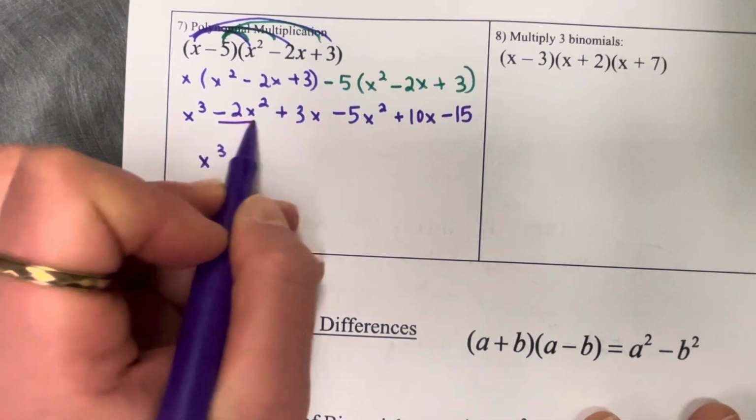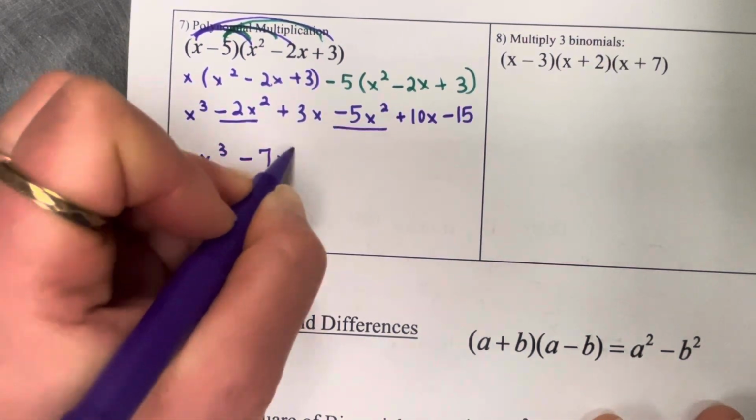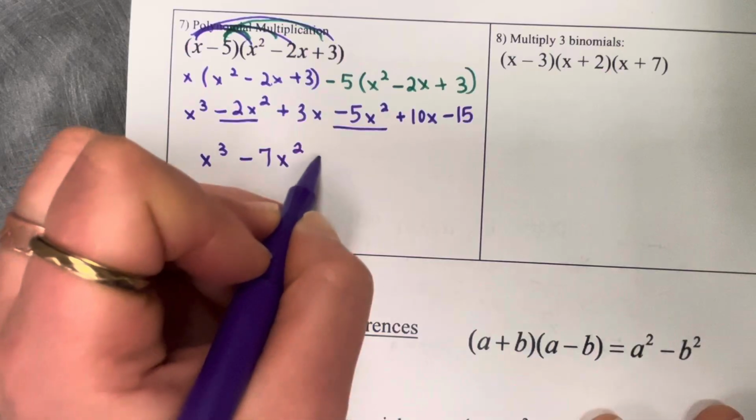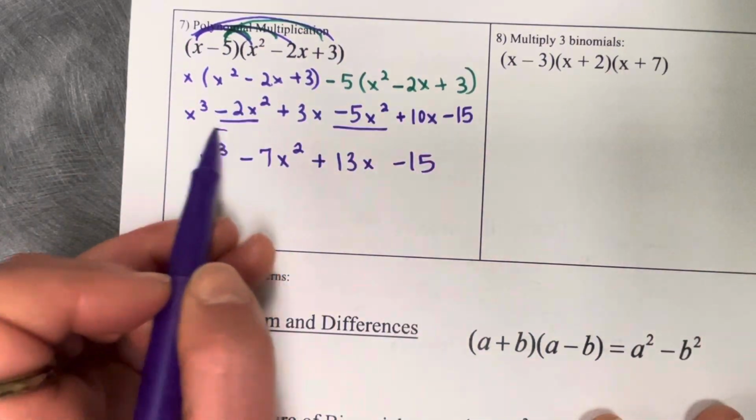So now I can combine my x squareds. I get x cubed minus 7x squared, and then add the x's together, we get 13x, and then minus 15, and that's all we can do. That's our answer.